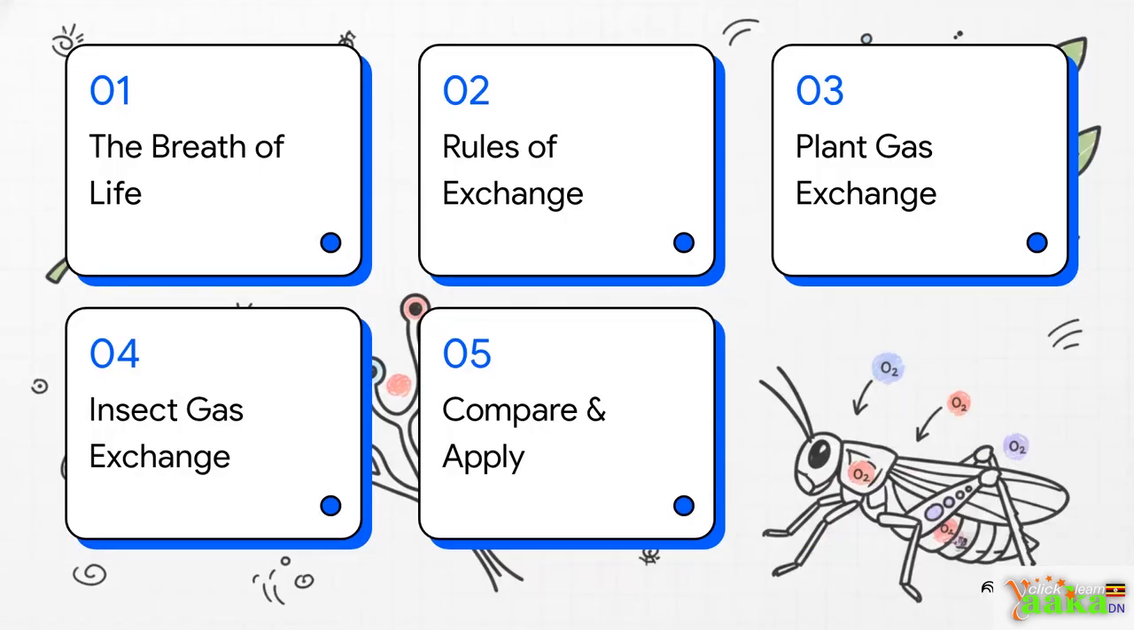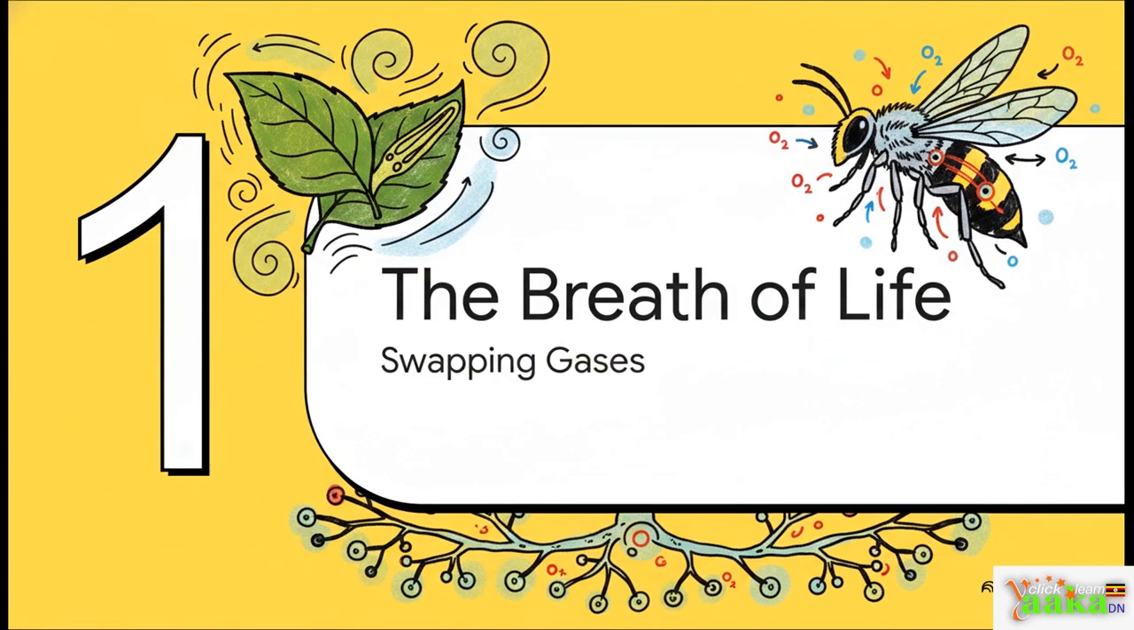So, here is our game plan for today. We're going to start with the breath of life, cover the core rules of exchange, and then we'll explore both plant and insect gas exchange before bringing it all together at the end. All right, diving straight into part 1, the breath of life. Let's look at how organisms actually go about swapping these gases.